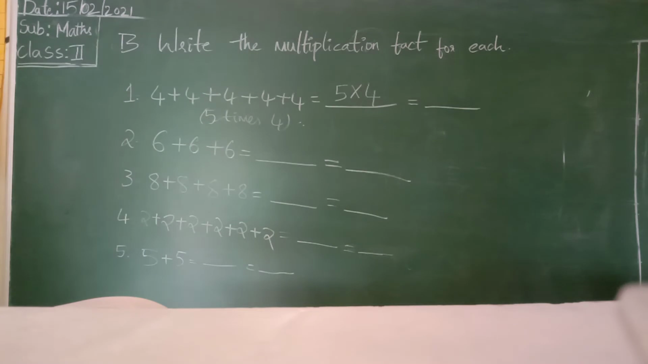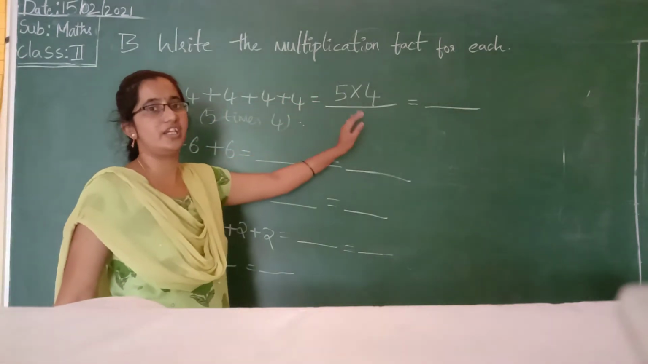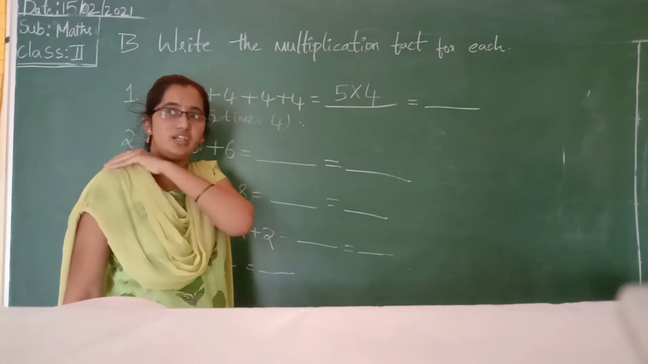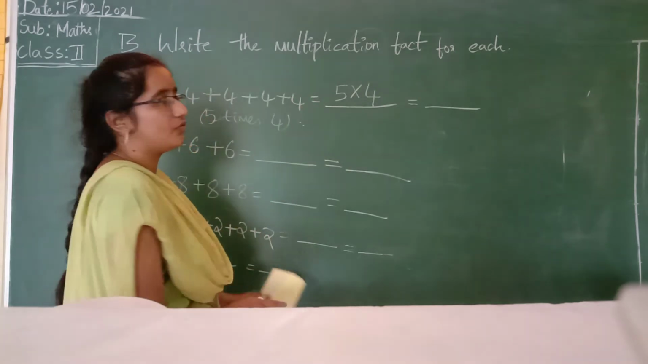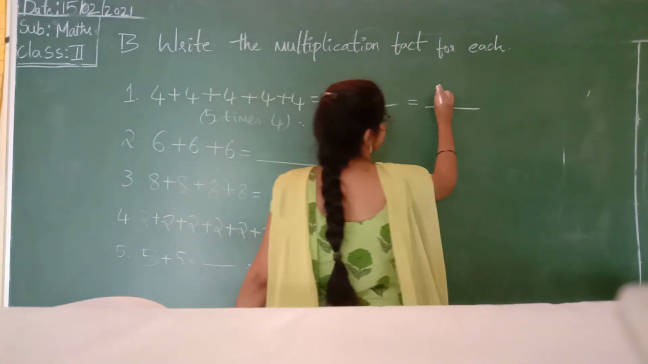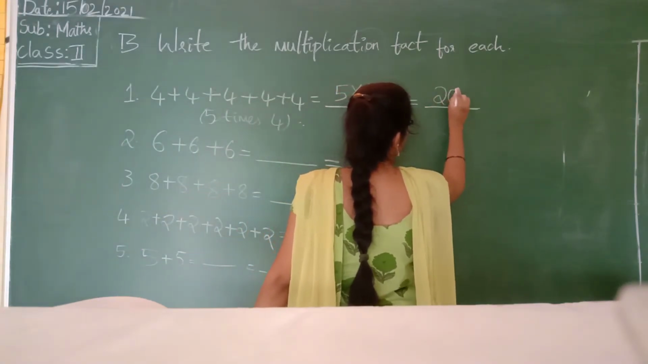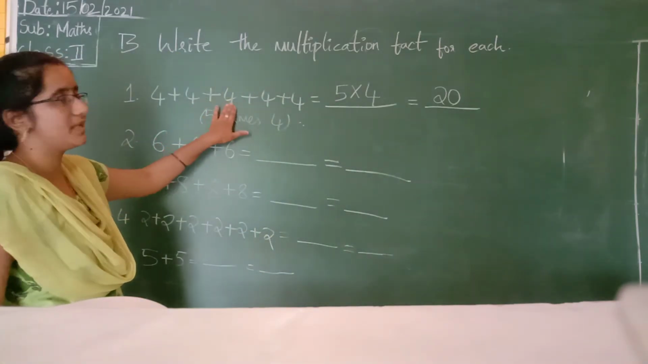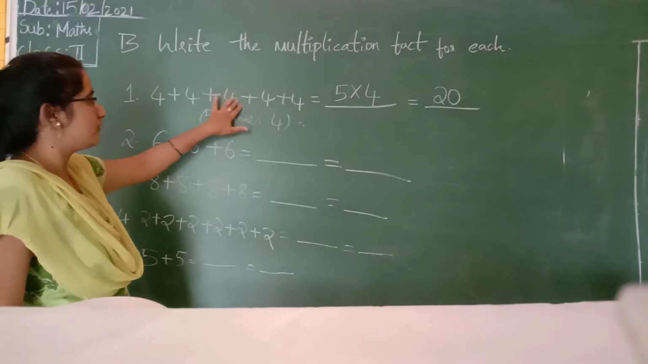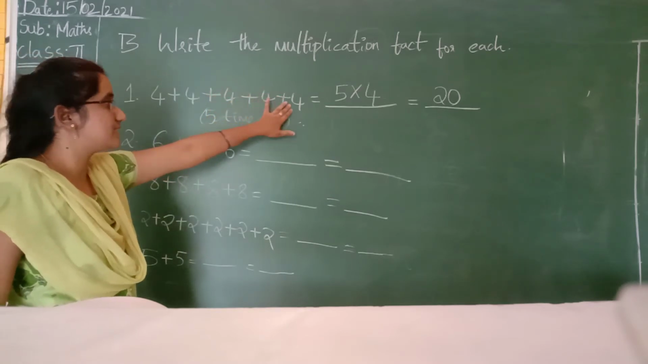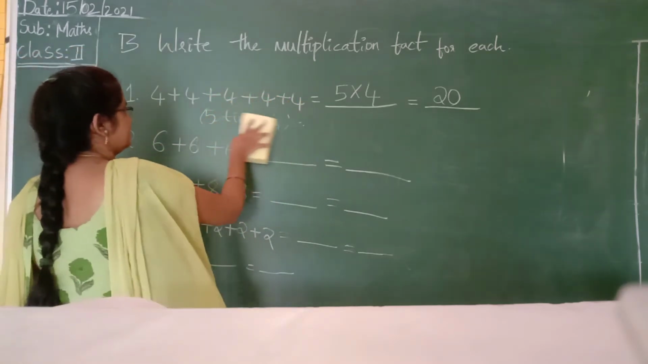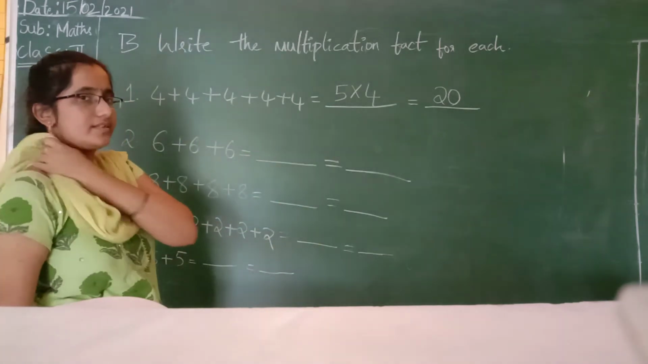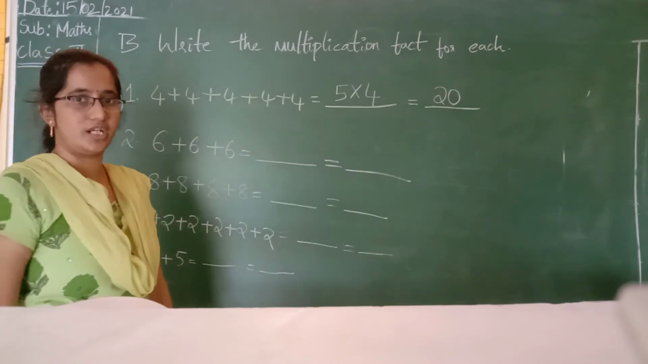5 times 4 can be written as 5 into 4. Then what is 5 into 4? 20. 5 into 4 is 20. Count here: 4 plus 4, 8. 8 plus 4, 12. 12 plus 4, 16. 16 plus 4, 20. This is the table you have to learn in the multiplication tables.